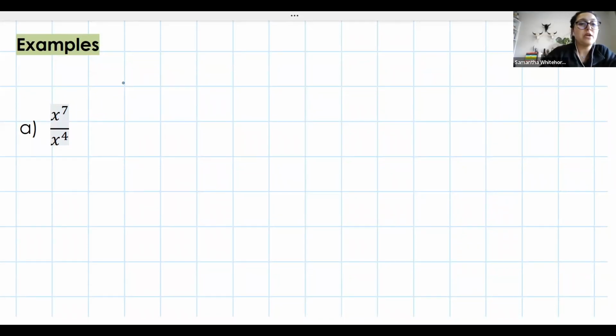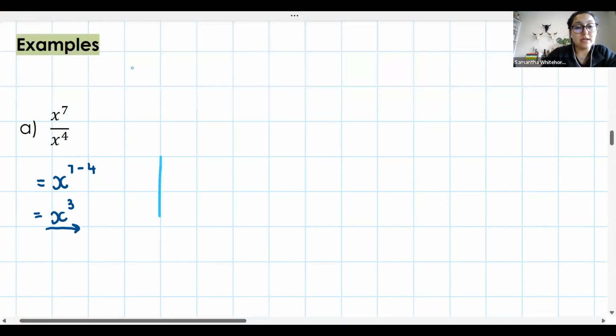So this is telling me that I've got 7 x's multiplied in my numerator and 4 x's multiplied in my denominator. So according to my law, what I can do is take my numerator exponent and subtract the denominator exponent. So 7 minus 4. And that leaves me with x to the power 3. So just through applying my law, I've got my answer.